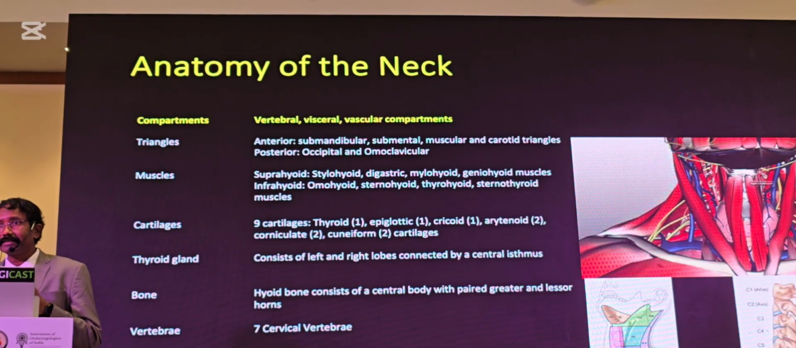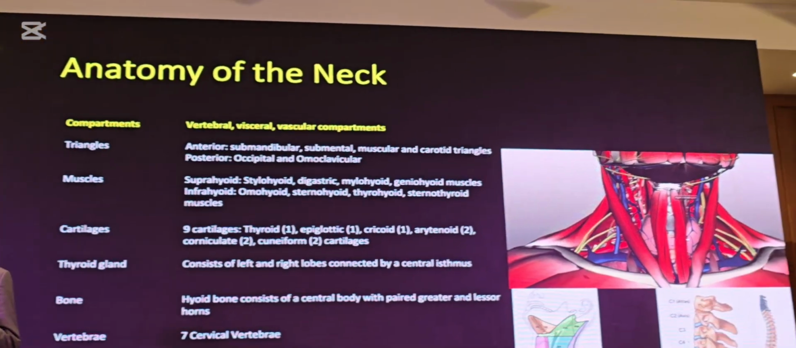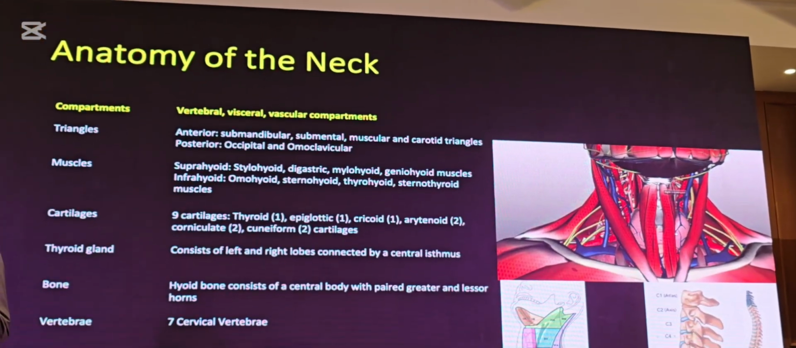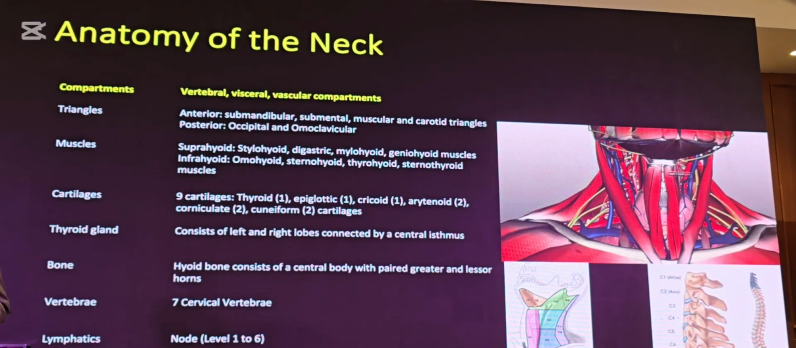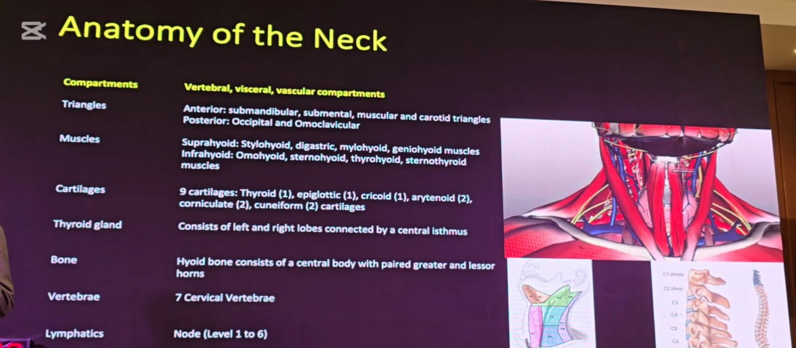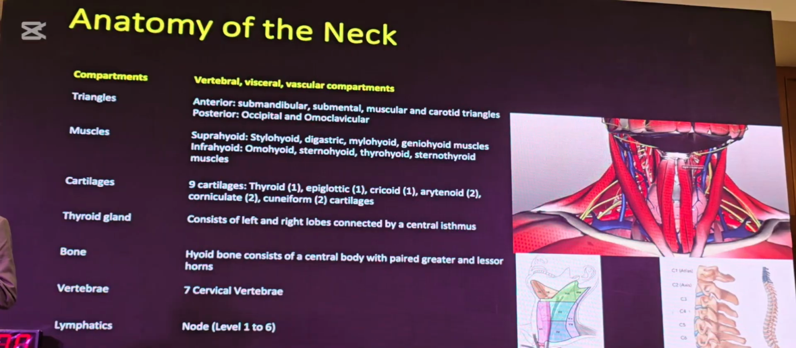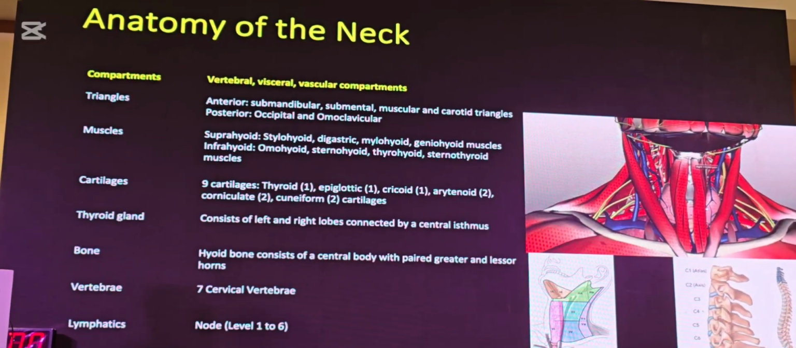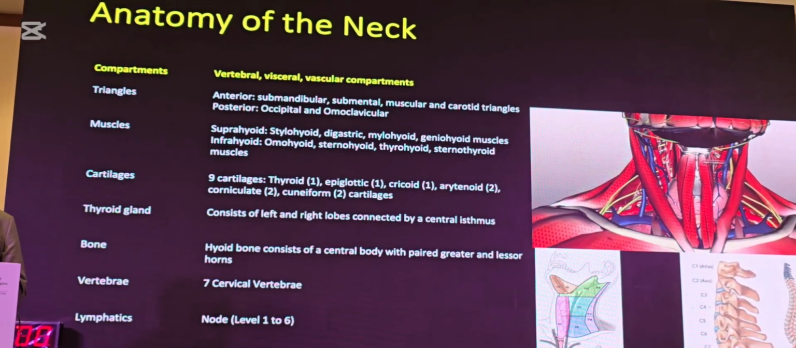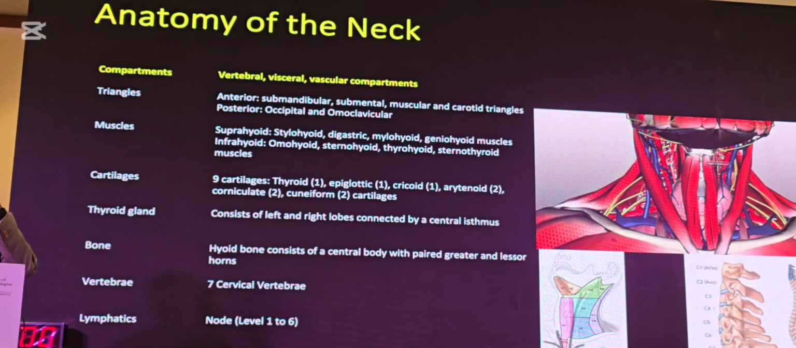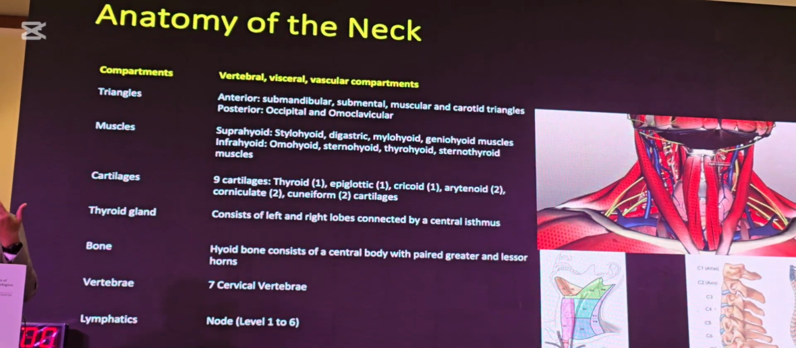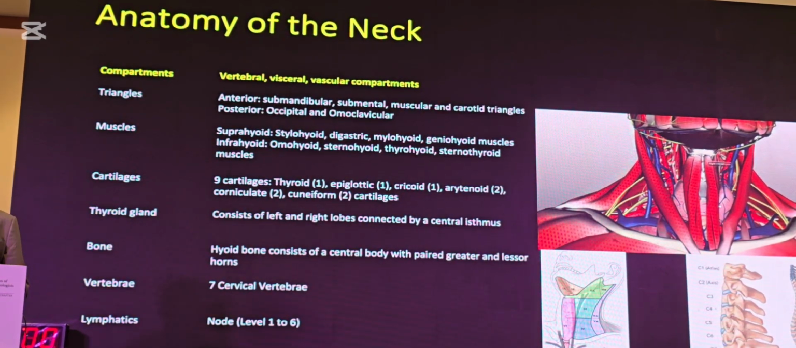So we have to categorize the neck depending upon the triangles and spaces. These two you have to understand and remember. Accordingly, we will be able to see what all we have to see. So triangles, anterior triangle and posterior triangle, which we all know. Muscles, we broadly classify as suprahyoid muscles and infrahyoid muscles. And other muscles are there, but I am giving a broad classification.